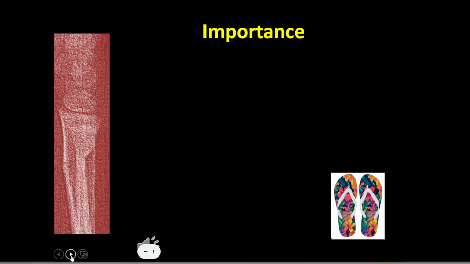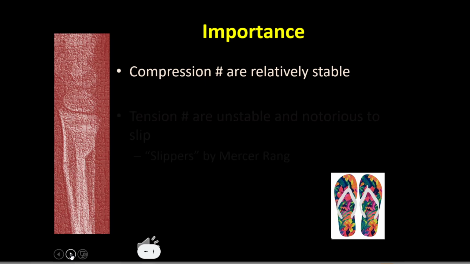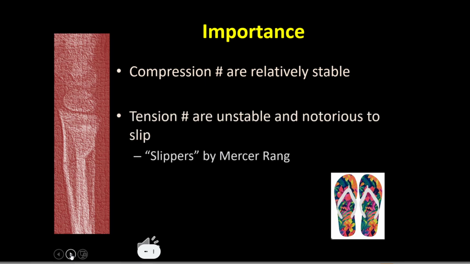We also need to know why it is important to distinguish between these two fractures. Compression fractures are relatively stable, whereas tension fractures are unstable and have a notorious reputation for slipping. Hence, in his pediatric childhood fracture textbook, Mercer Rang called these fractures slippers, not the Hawaiian type of slippers, but fractures that actually displace easily.